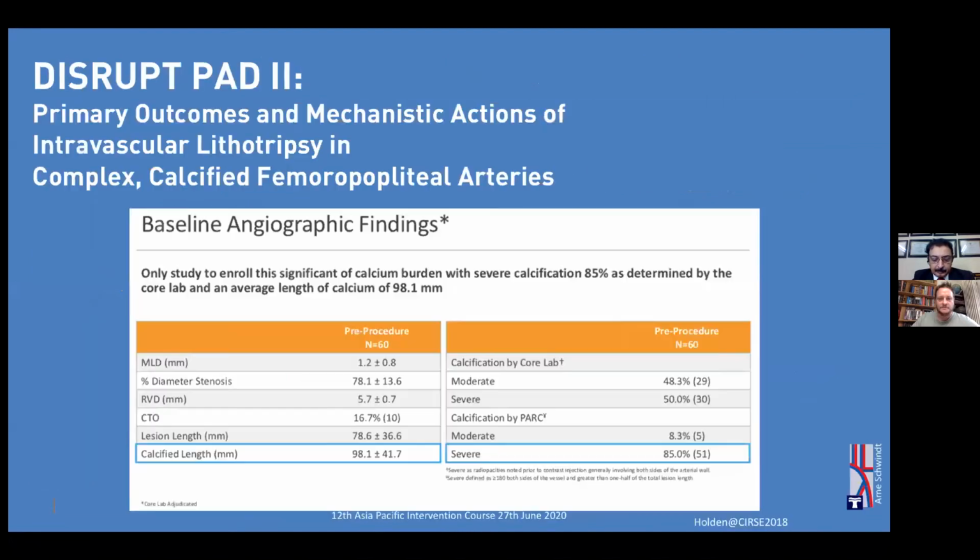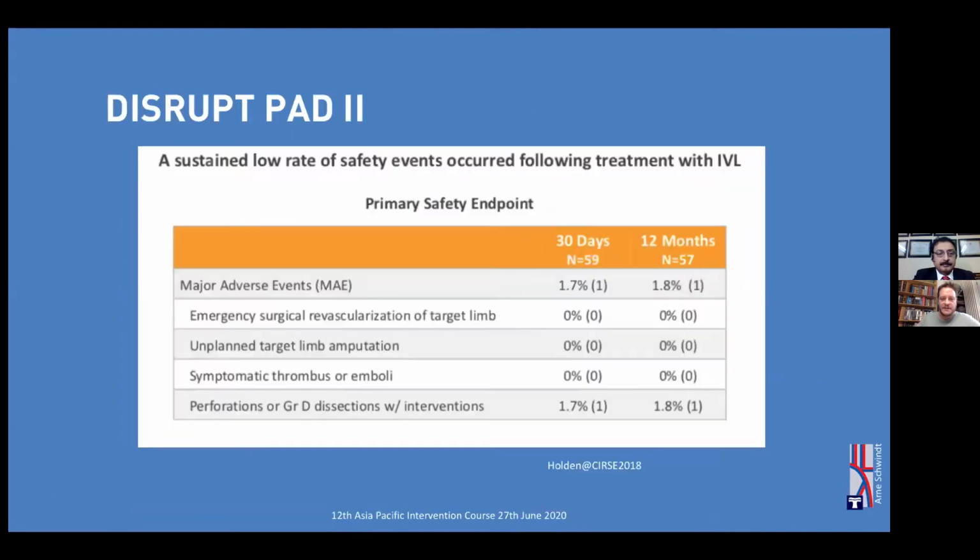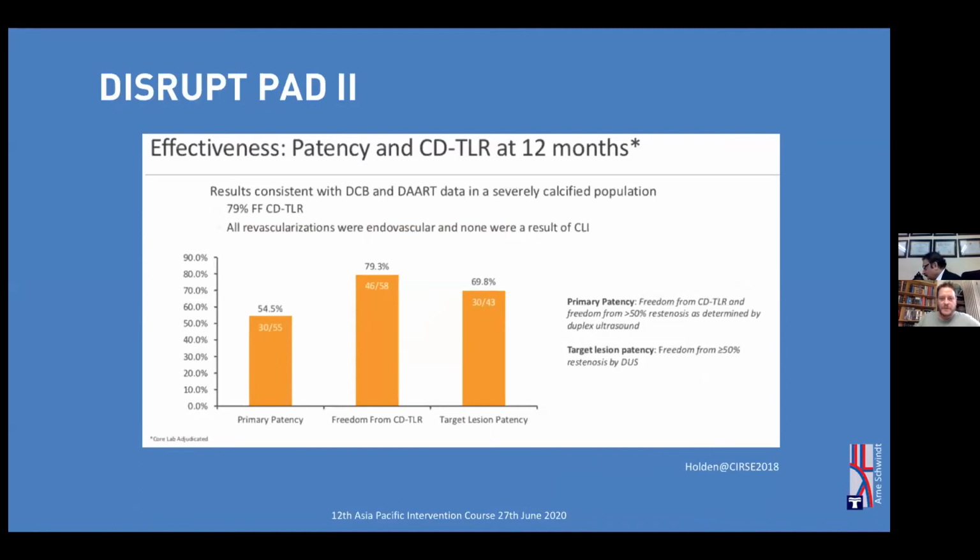So what data do we have on this? This was presented by Andrew Holden at CIRSE in 2018, the DISRUPT PAD 2 trial. More than 90% of these patients had moderate to severe calcifications, 10 centimeter long lesions. We see that this technique is safe with a very low rate of major adverse events. As a standalone therapy, we have a patency of 70% after 12 months and freedom from target lesion revascularization of 80%.